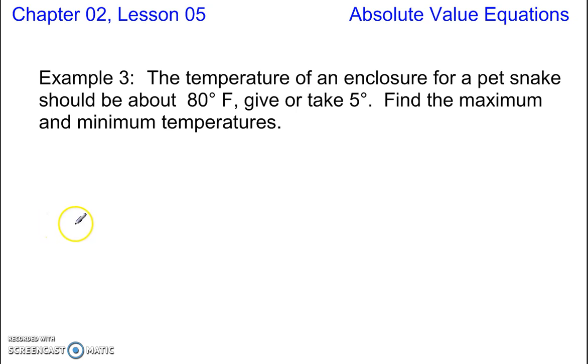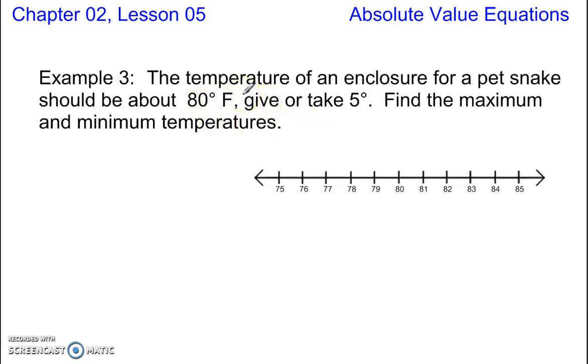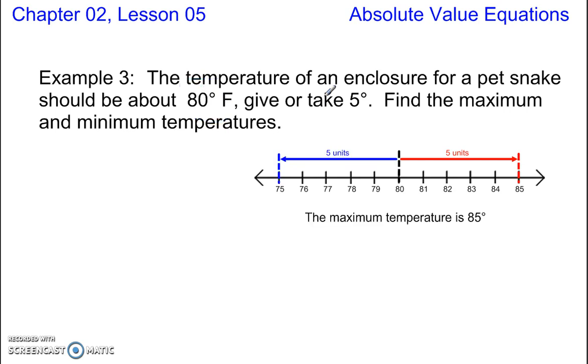The temperature of an enclosure for a pet snake should be about 80 degrees Fahrenheit, give or take 5 degrees Fahrenheit. Yep, we're seeing that right here. Find the maximum and minimum temperatures. So give or take, that implies an absolute value. That means 5 more than 80. I find that number on the number line. 5 more than that would be 85, and 5 less than that would be 75. So the maximum temperature is 85, the minimum is 75.